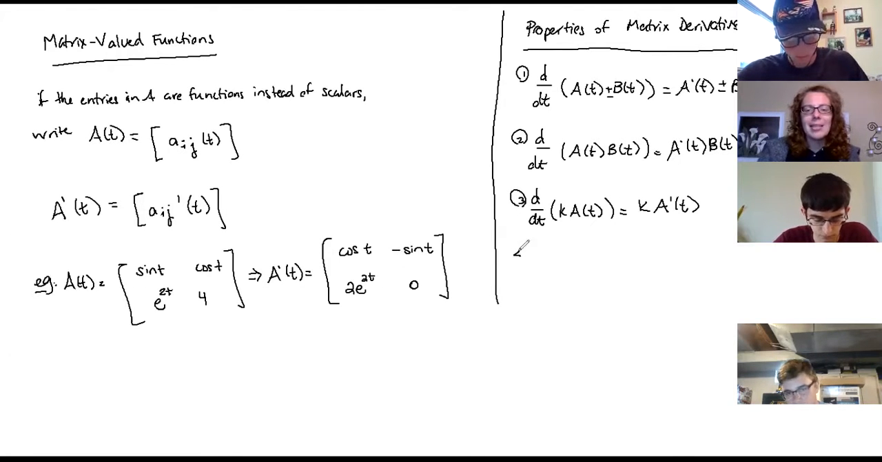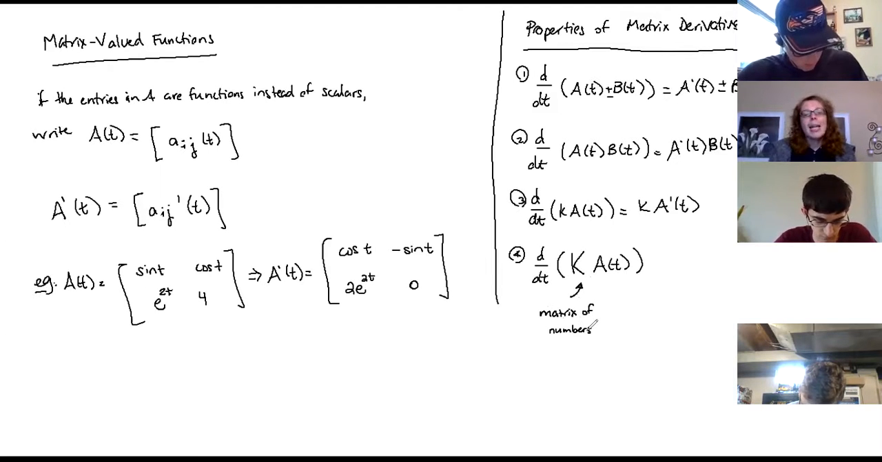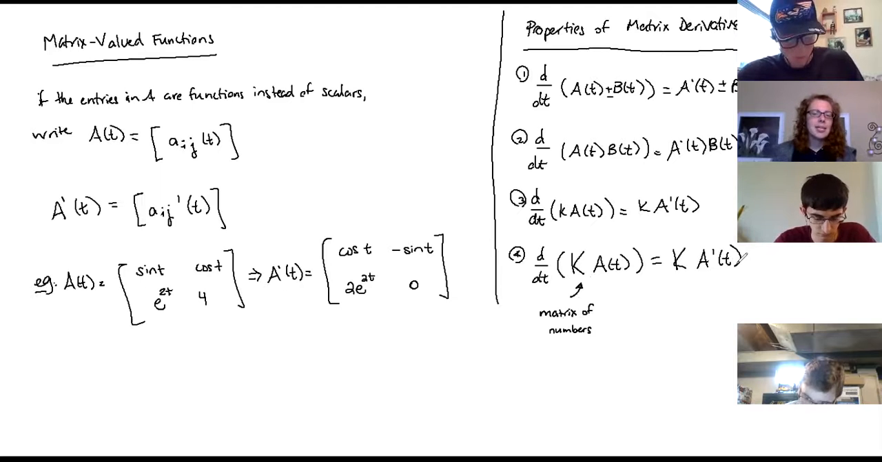And last, if I want to do the derivative of capital K times A of t, where capital K is going to be a matrix of numbers, I could use rule number 2, or I could also say, oh yeah, this is exactly what I would expect: capital K times A prime of t.